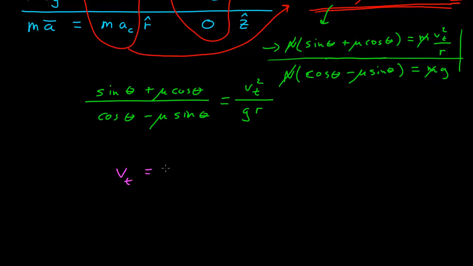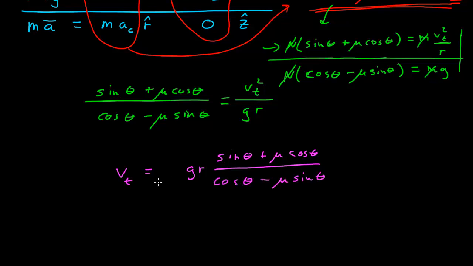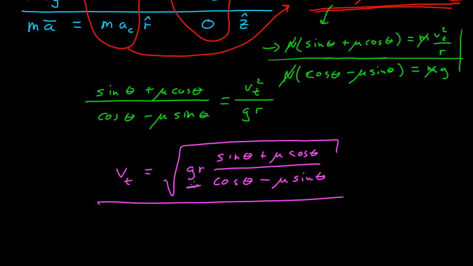My tangential velocity is going to be the square root of g r times the ratio of sine theta plus mu cos theta over cos theta minus mu sine theta. So I want to check this answer. I see my units are right. I have the square root of g r, which I know is a speed, and the ratio is all dimensionless, so I have the units right.